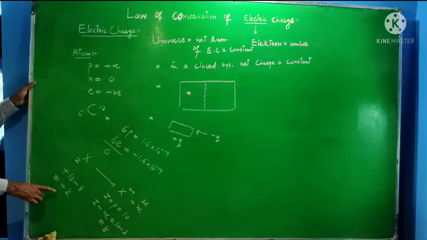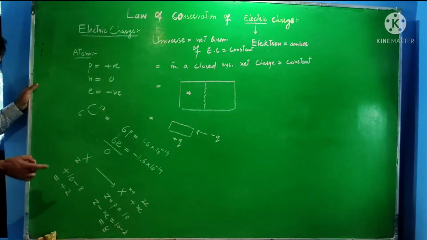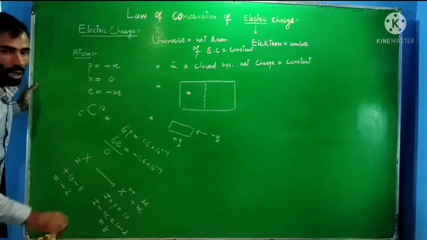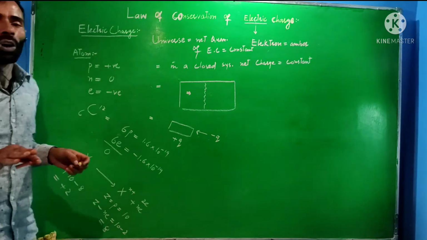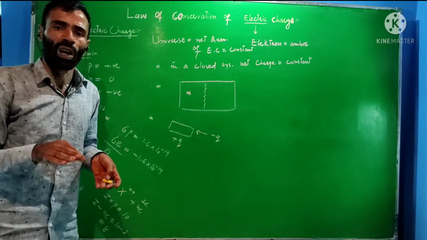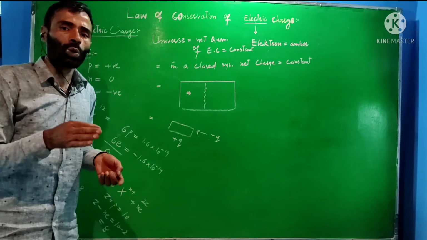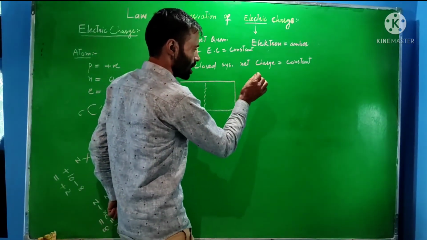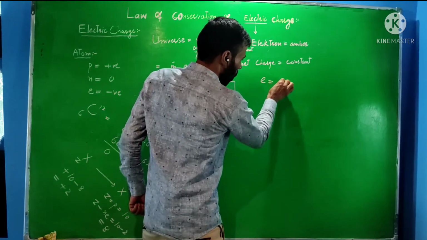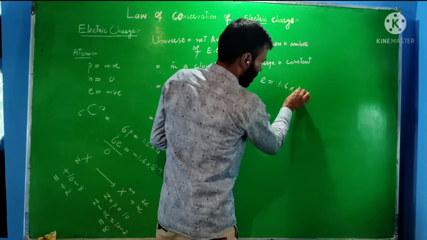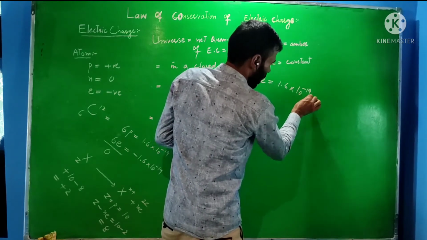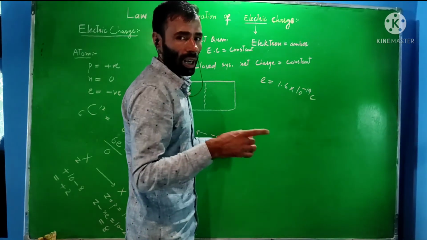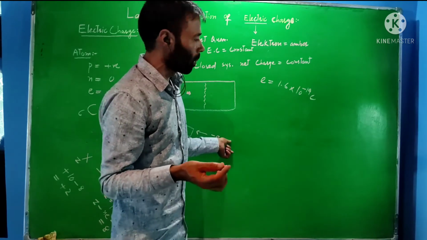Plus 2 charge means it now acquires a charge. It becomes positively charged. Why does it become positively charged? That is due to loss of electrons. Similarly, any body becomes negatively charged when it gains one or more electrons. So this electronic charge, e equal to 1.6 times 10 raised to the power minus 19 coulomb, is regarded as a natural unit of electric charge.